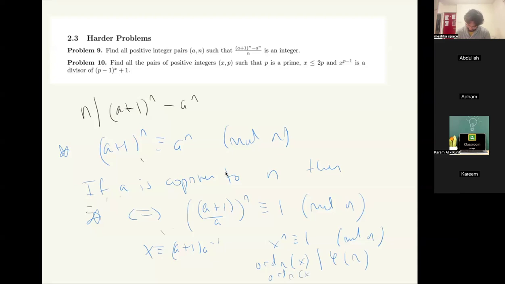Why n minus 1? Because by Fermat's little theorem. Oh, that's only for primes, not for coprimes. So if n is prime, then we know the order divides n, and it would also divide n minus 1, and then we would be done, right? But it's not quite the case.